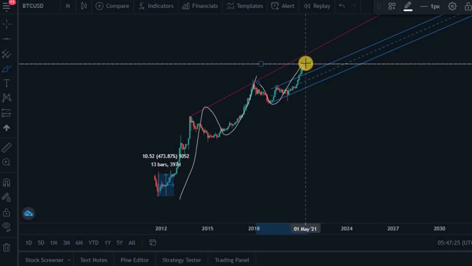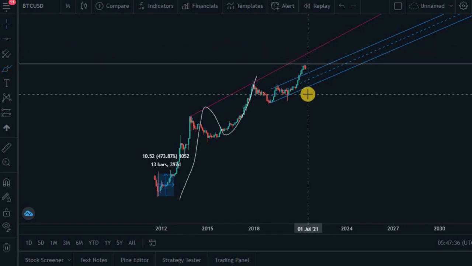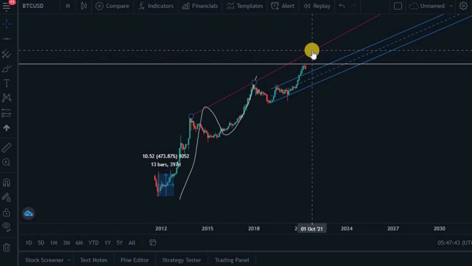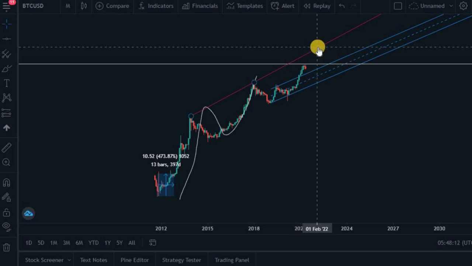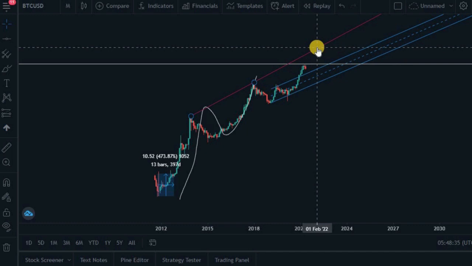So let's say that we reach the upper part of our channel. Let me clear the chart. Let's see that the price gets to the upper part of the channel a few months later. What we see here is the price is something like 200,000 for Bitcoin. The longer it takes for the price to get to the upper part of this channel, the bigger the price we see, because it's an ascending channel.